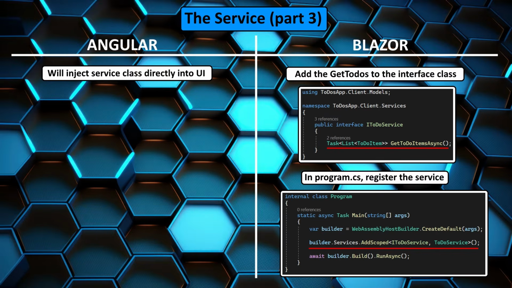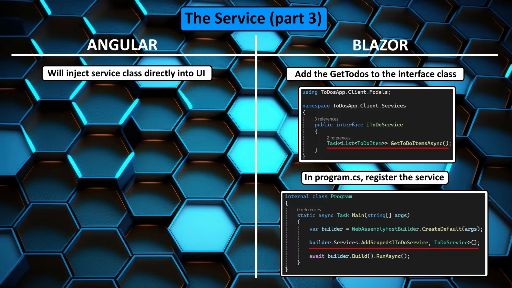Since Angular injects the service class directly into the UI, it's set up to go. On the Blazor side, there's two more steps. Blazor uses interfaces to do dependency injection. The reasoning for this architecture is to limit the methods exposed to a UI component. For example, the service class can contain all the CRUD methods and some business logic, but you can create different interfaces for a component that only needs to read the data and another component that needs to edit the data.